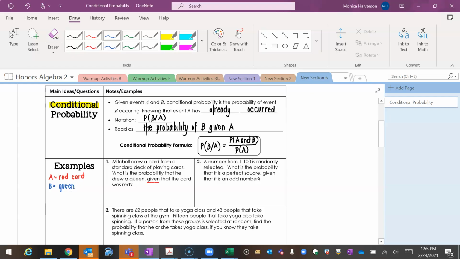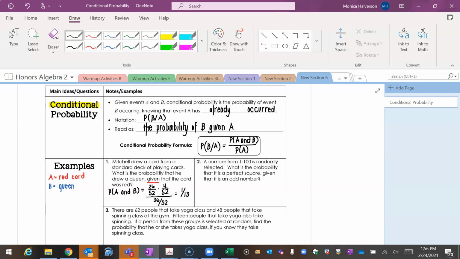Now, in order to find this conditional probability, the first thing we have to do is find the probability of A and B. The probability of A, which is drawing a red card, is 26 out of 52. The probability of B, drawing a queen, is 4 out of 52. All divided by 26 over 52, which ends up being 1/13. Okay?